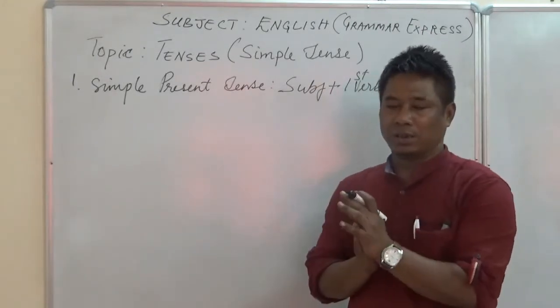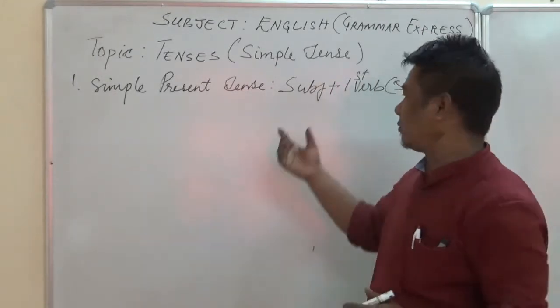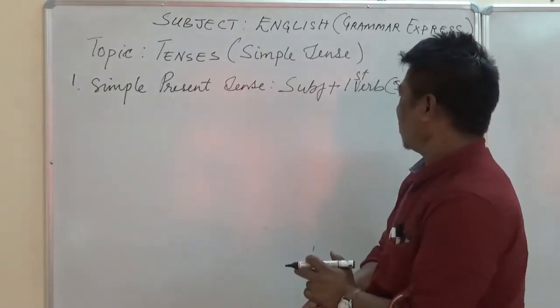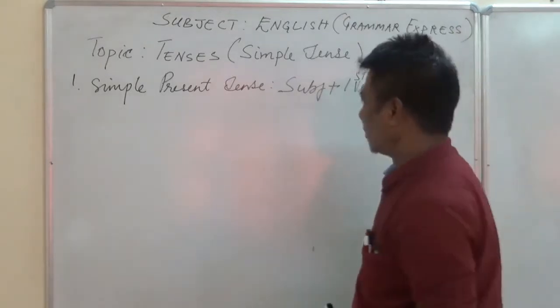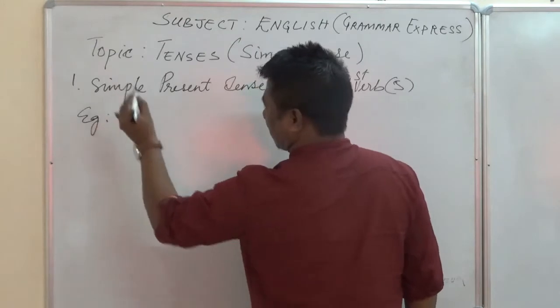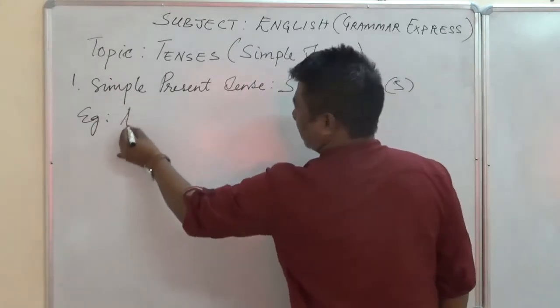Most of the sentences have a subject. So let's talk about the different kinds of sentences. For an example, we'll see the different kinds of sentence. Affirmative sentence.